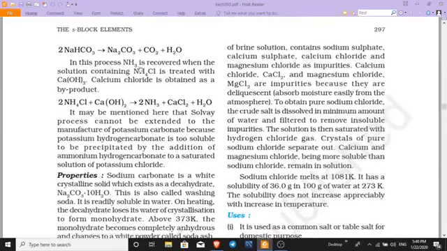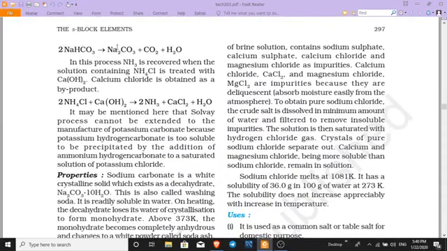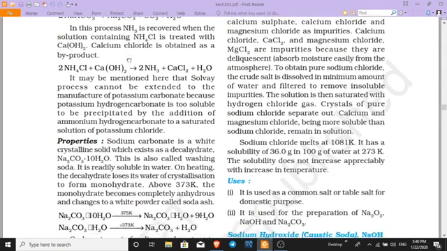Now 2NaHCO3 gives Na2CO3 plus CO2 plus H2O. In this process, NH3 is recovered when the solution containing NH4Cl is treated with Ca(OH)2. Calcium chloride is obtained as a byproduct. Now 2NH4Cl plus Ca(OH)2 gives 2NH3 plus CaCl2 plus 2H2O.